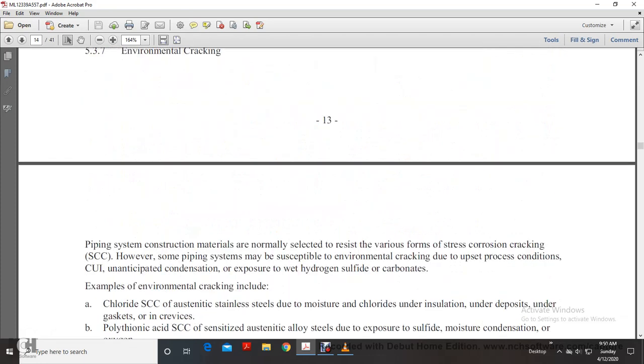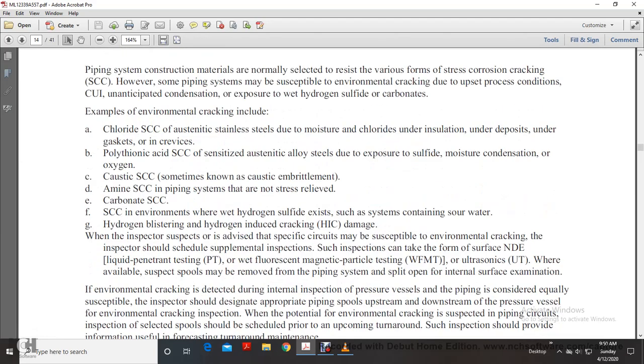5.3.7 Environmental cracking. Piping system materials are normally selected to resist the various forms of stress corrosion cracking. However, some piping systems may be susceptible to environmental cracking due to upset process conditions, corrosion under insulation, or anticipated condensation, exposure to wet hydrogen sulfide, and carbonates.